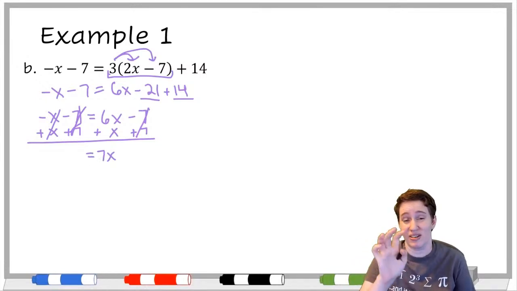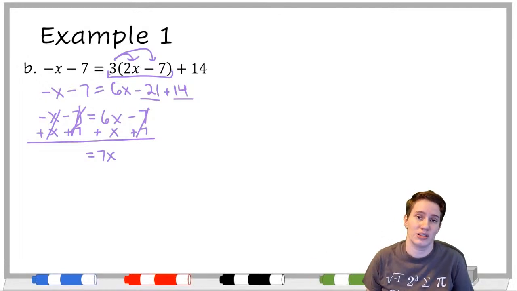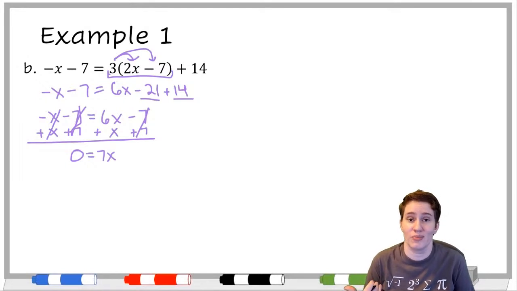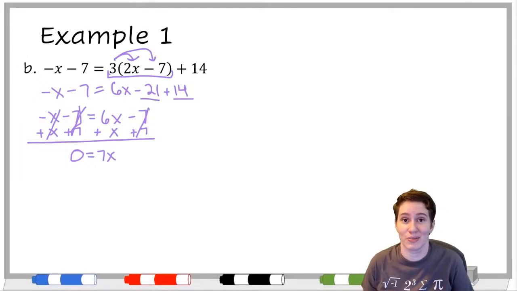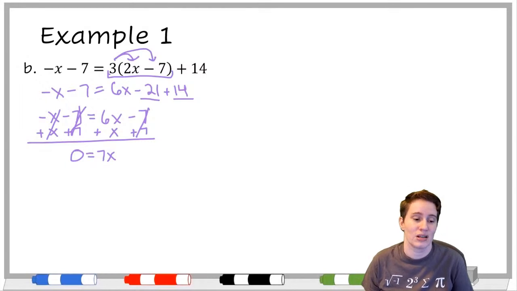If we get rid of everything on one side of an equation in this manner, then that means we would have a 0 there, because we got rid of the negative x, we got rid of the negative 7, now we have nothing, but nothing has a number that represents it. Nothing is 0. So now I can say, well, I need to divide by 7, which gives me 0.